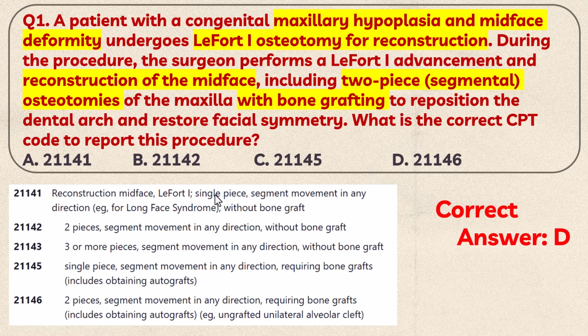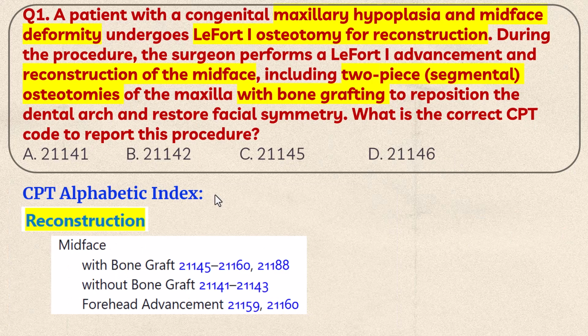If you encounter this scenario in the real working world, you have to use the CPT Alphabetic Index. When you go to the CPT Alphabetic Index, first you have to search for the main term reconstruction. Here you can see this is the facial reconstruction. So we go to the index and go for the main term reconstruction. There you have to go to the subterm midface. Here you can see with bone graft, without bone graft, forehead advancement. There are 3 subtopics available. So in our case, this is with bone graft. So it will redirect you to the following code series. Again, go back to the tabular list and confirm the answer. Once you confirm the answer, the correct answer will be answer D.